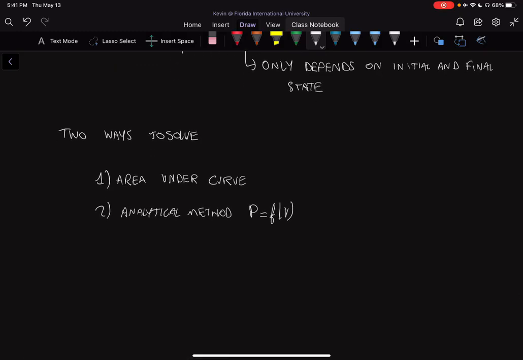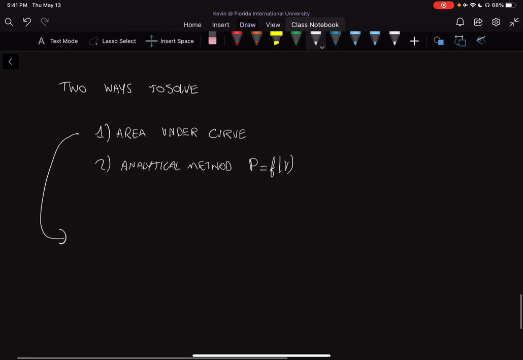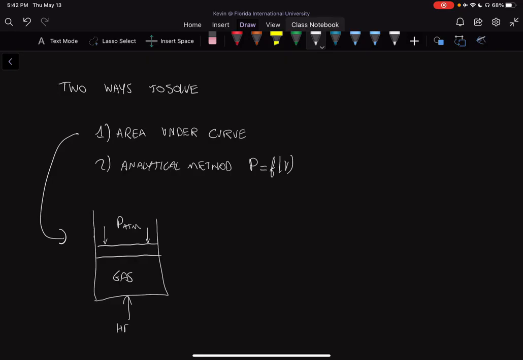Now, let's take an example. Let's look at a different example. Okay, so let's look at a very simple example of how we could find the area under the curve first. So for area under the curve, let's say we have a system, a piston cylinder assembly again, and we know that the pressure outside is atmospheric. Okay, so the pressure acting on the system is atmospheric, and we know we have a gas inside our system. And now we're going to heat the gas. We're going to add heat to the gas.